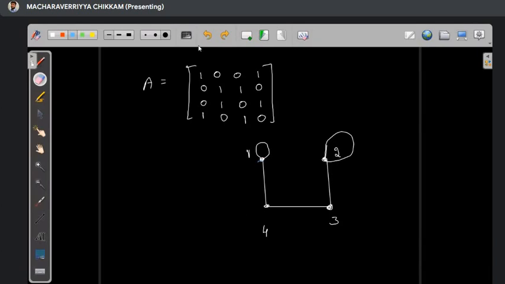Okay, so this is what we have about the adjacency matrix of an undirected graph. Now let us look at the adjacency matrix of a directed graph.